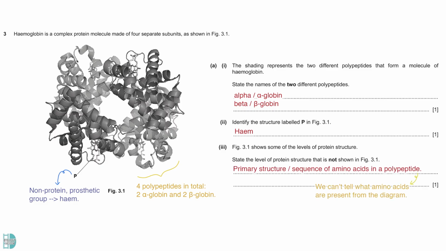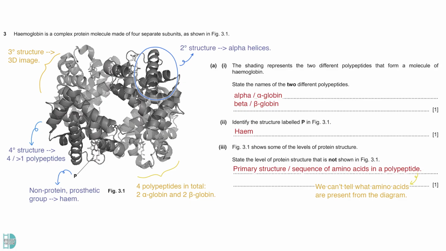The diagram does not show the primary structure, as we cannot see the sequence of amino acids in the polypeptide. The secondary structure is shown, as we can see the alpha helices. It is a three-dimensional image, so the tertiary structure is shown here too. There are 4 polypeptides in the diagram. This is the quaternary structure.